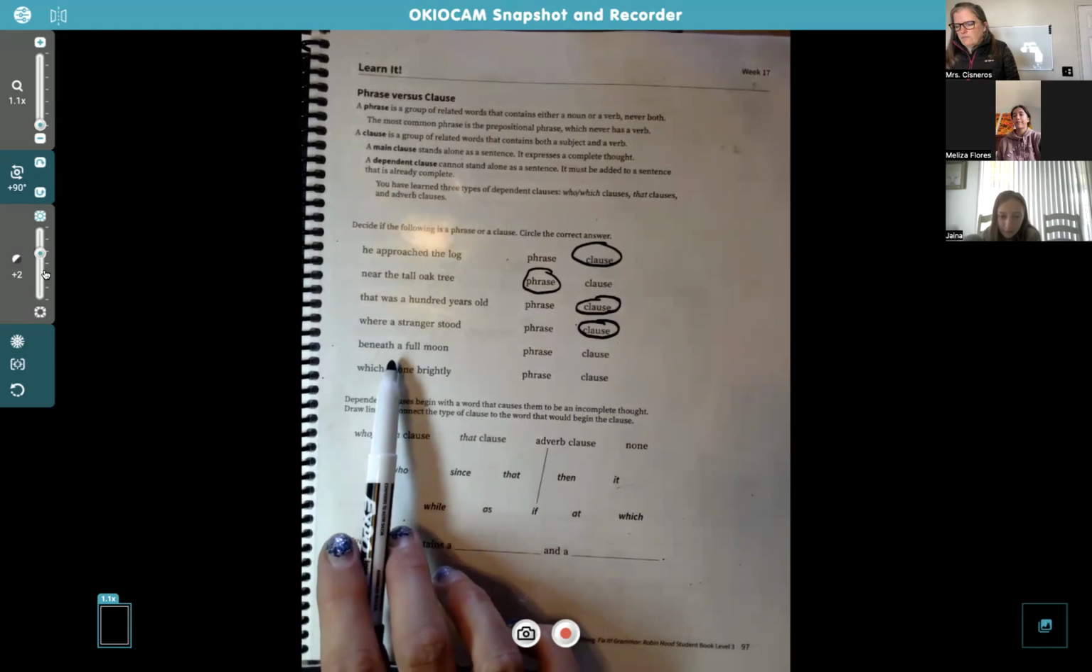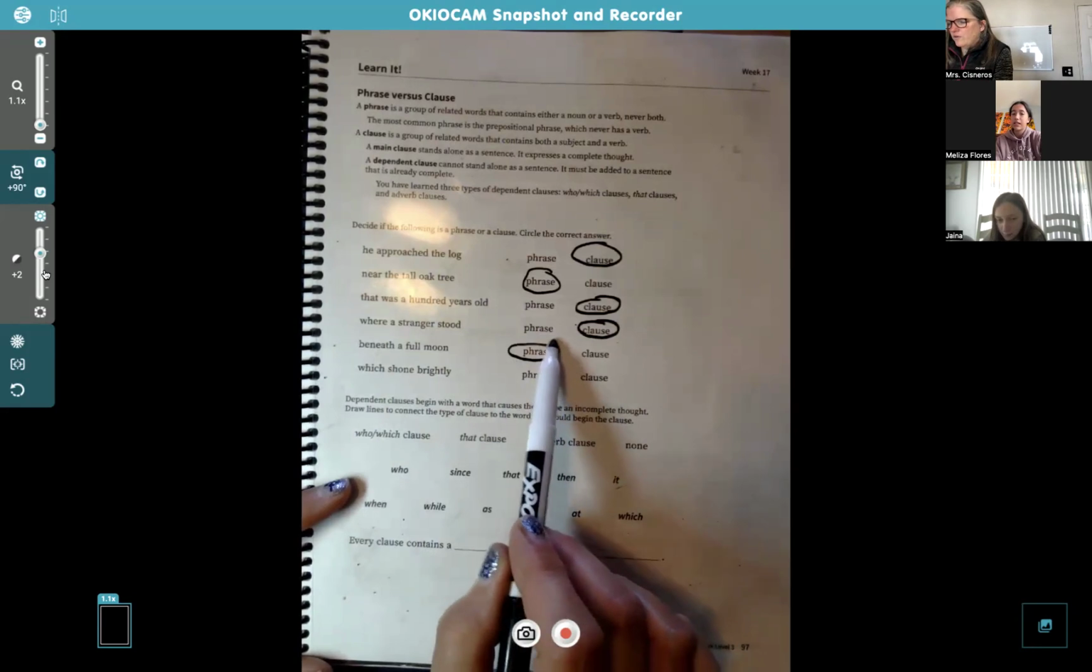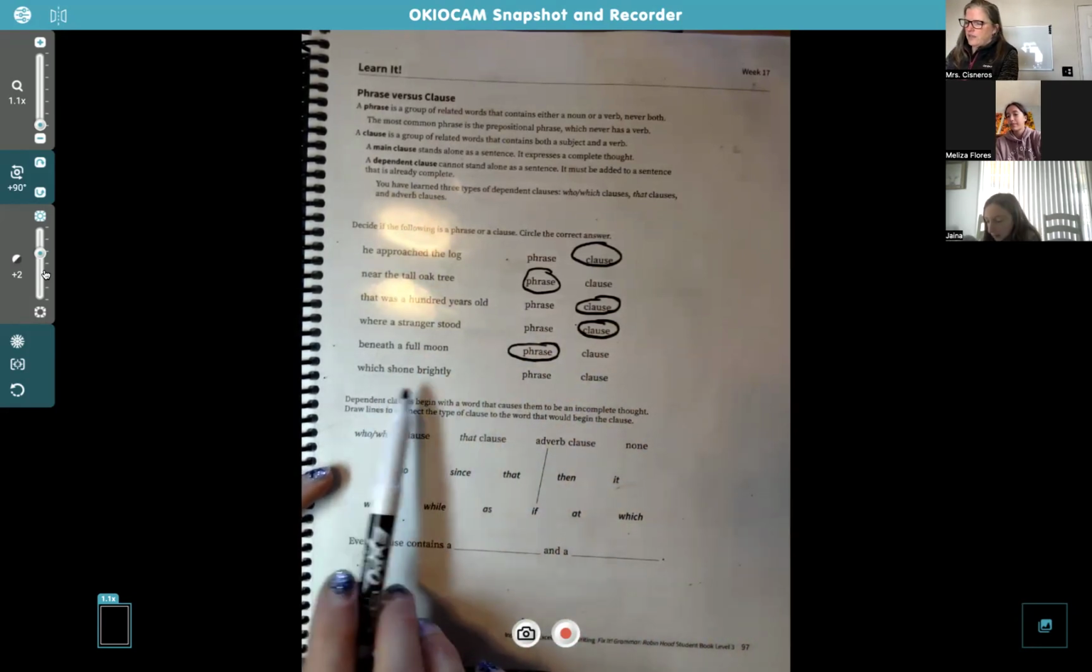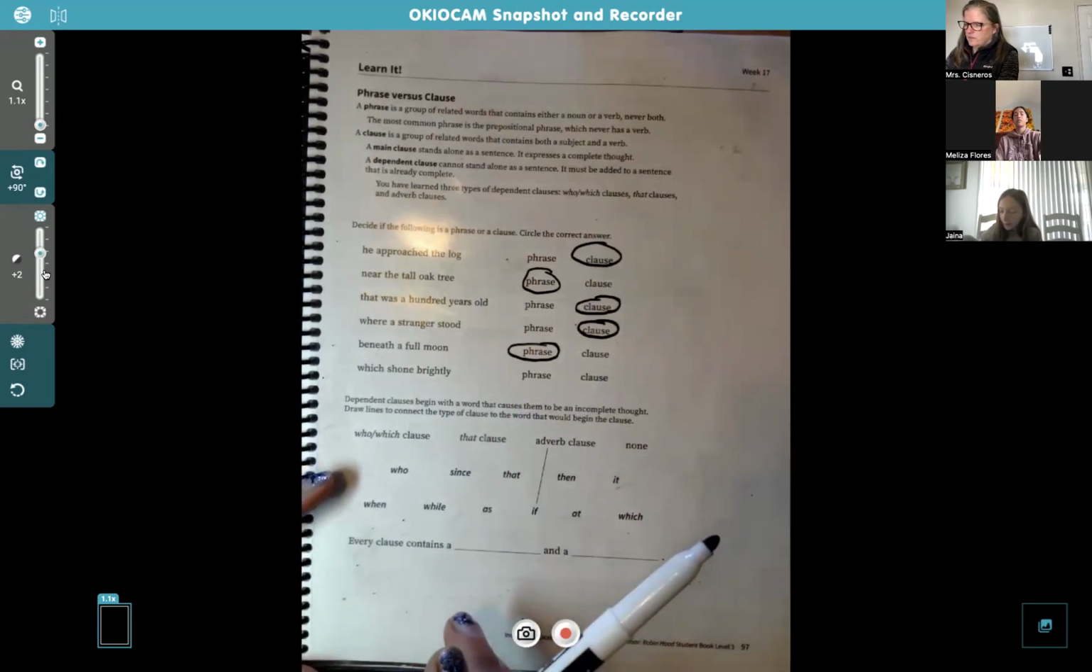Next one, back to Lily. Beneath a full moon. Phrase. Yes, good. Beneath a full moon, there's no verb here. So that's a prepositional phrase. And then the last one for Jana. Which shone brightly.